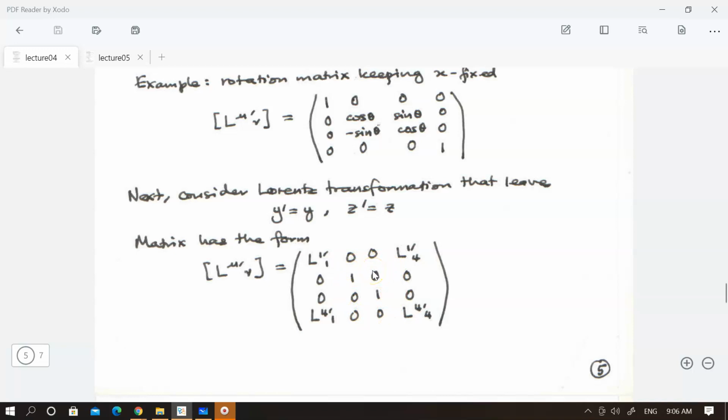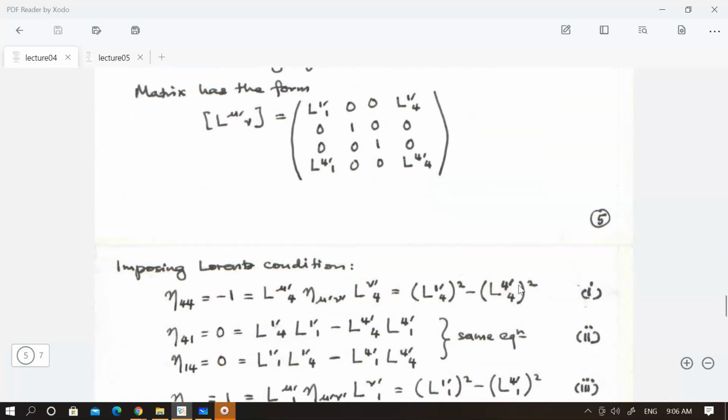Okay, but then, of course, anything on the second row and the second column will be 0, apart from the diagonal case, and also the third row and the third column will be 0 apart from the diagonal. Okay, so one is left with these 4 different elements which we have to find out what are their properties.